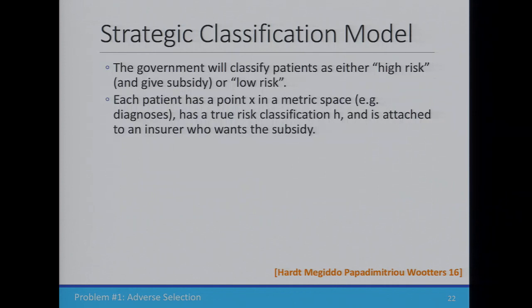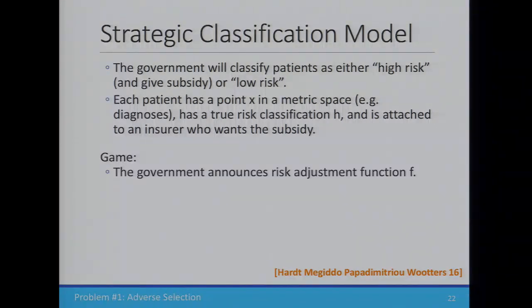So each patient is a point X in a metric space. Think of this as their vector of diagnoses. Yes, they have diabetes. No, they don't have cancer. And they have a true classification H, which is whether they're actually high risk or low risk. And they're attached to some insurer who wants the subsidy. So the insurer wants them to be classified as high risk.